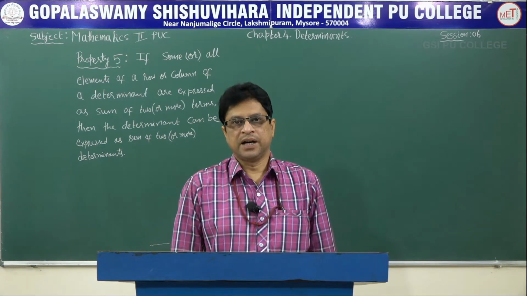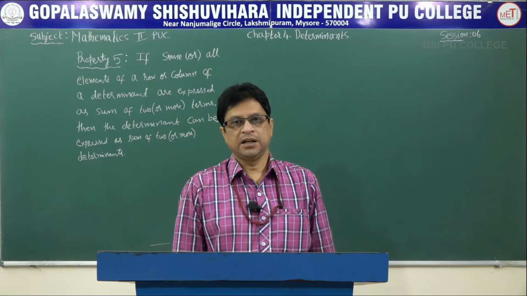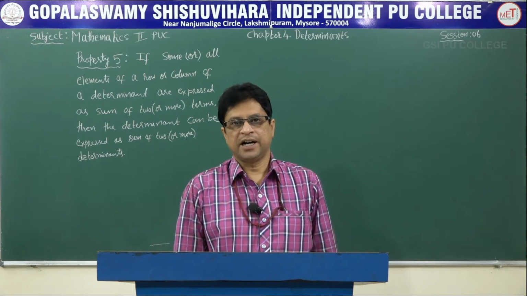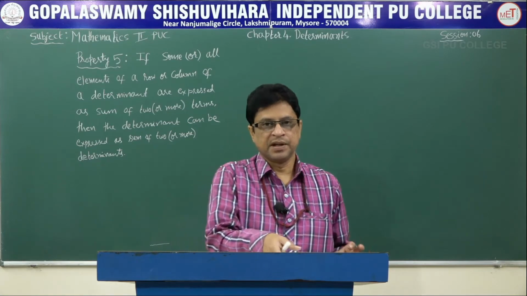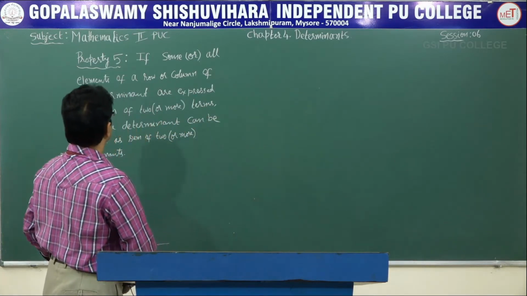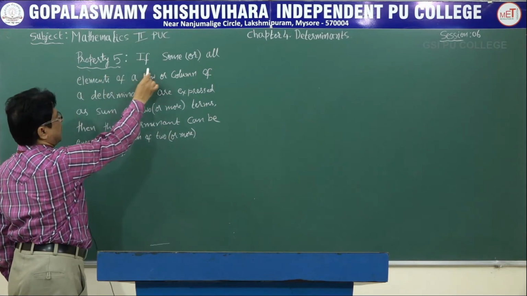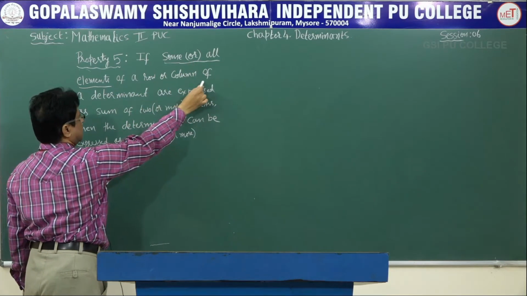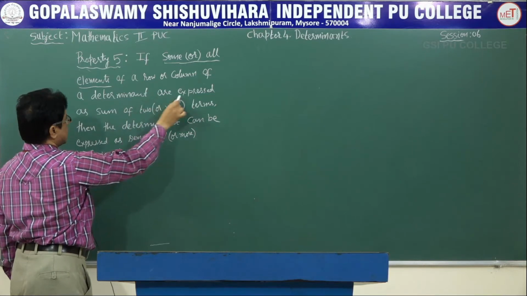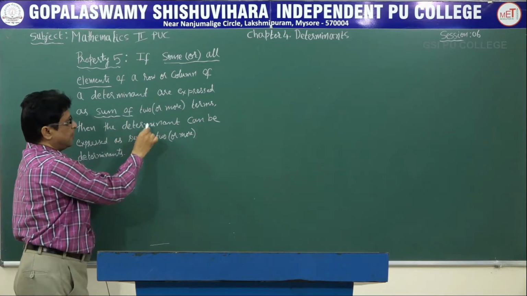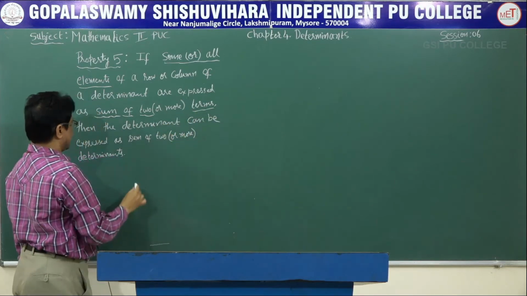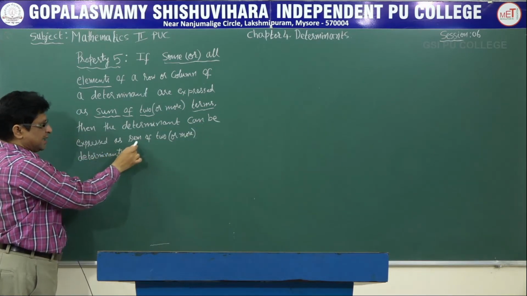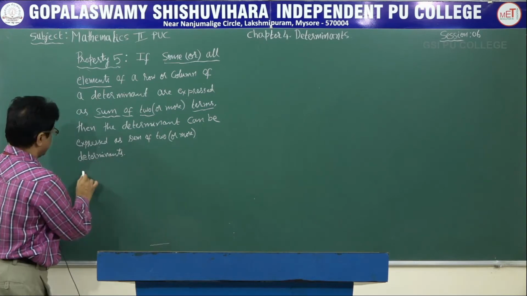In the last session, we have discussed property 3 and property 4 of determinants. Today, let us discuss property 5 and property 6 of the determinants. So, property 5. If some or all elements of a row or column of a determinant are expressed as sum of two or more terms, then the determinant can be expressed as sum of two or more determinants.